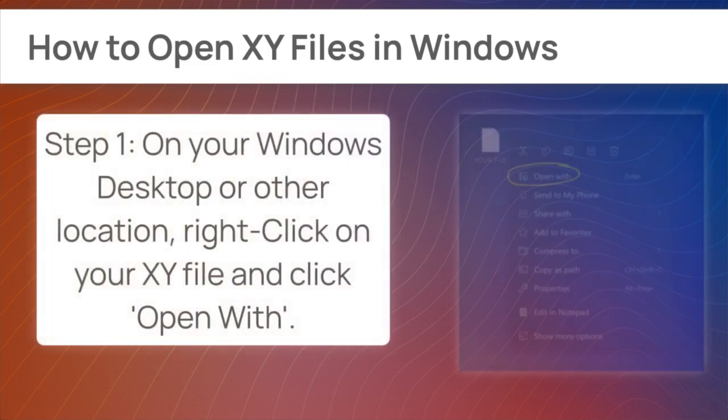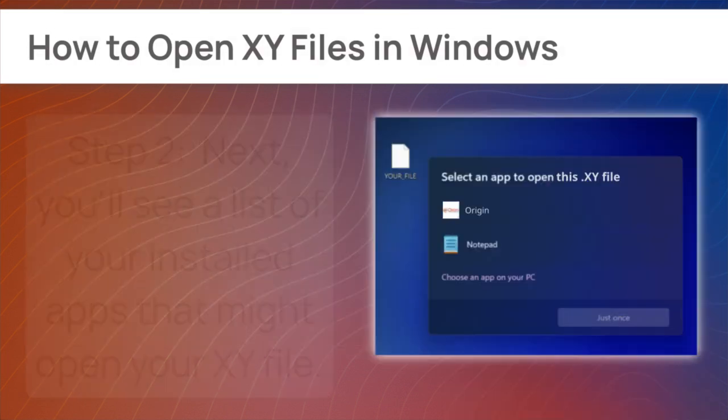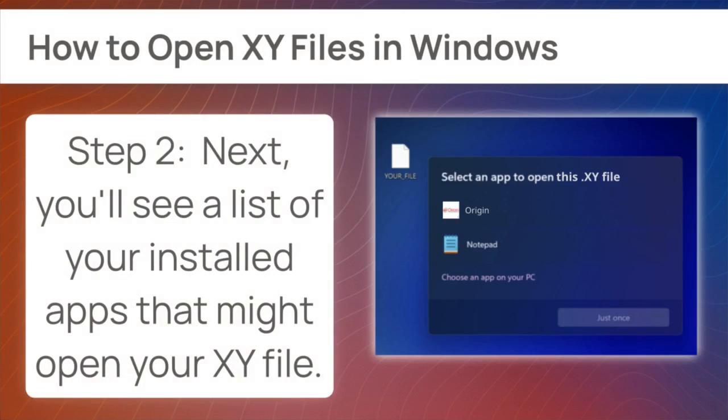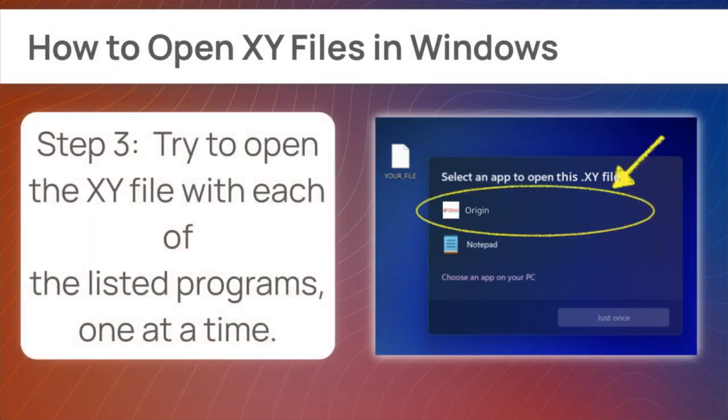Go ahead and right-click your XY file, then choose Open With. Try Origin if it's an option. If it's not, just select another program. This trial and error process is standard for tricky files.